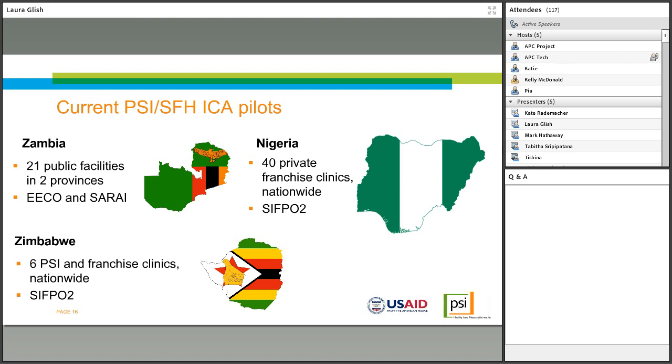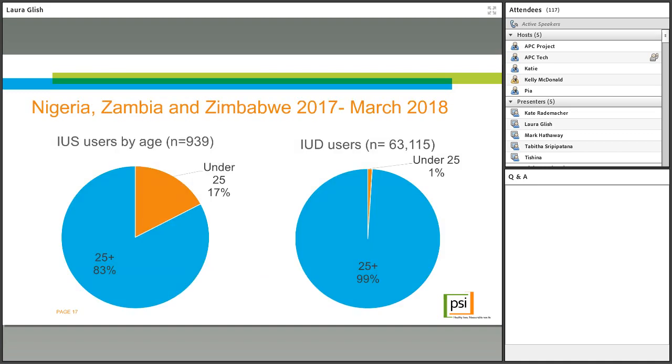These have been going on since Q2 of 2017, and we have some initial data on what types of clients are choosing the IUS versus the IUD. You can see here that we're having a much greater uptake among women under 25 with the IUS than we are with the IUD.